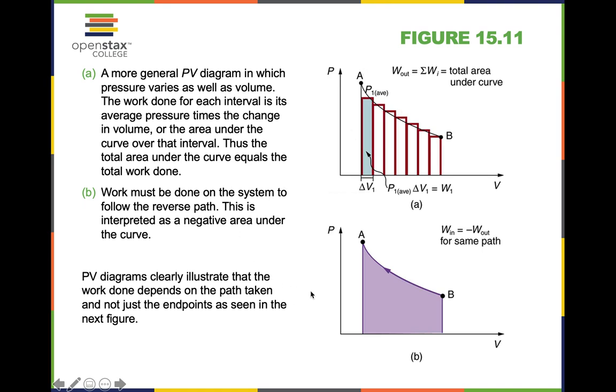For B, work must be done on the system to follow the reverse path. This is interpreted as the negative area under the curve. So for here, the path is this in this direction. So our W in equals our negative W out. So PV diagrams clearly illustrate that the work done depends on the path taken and not just on the endpoints, as seen in the next figure.